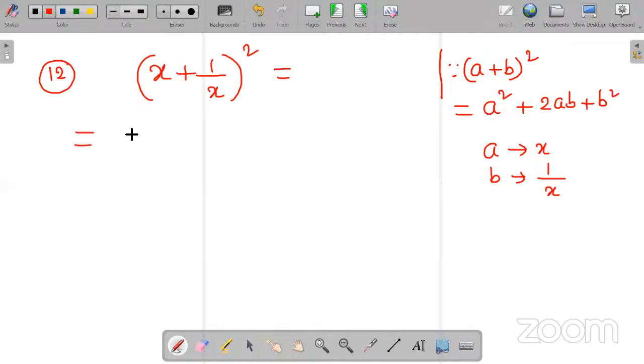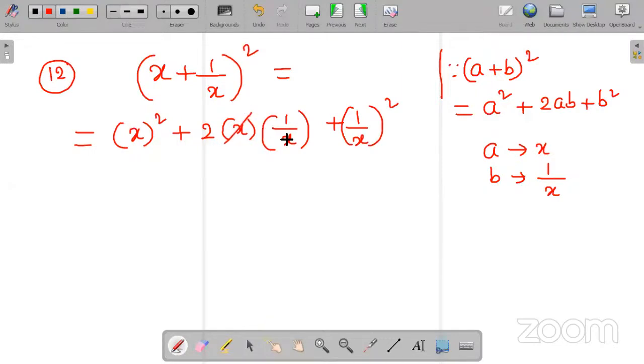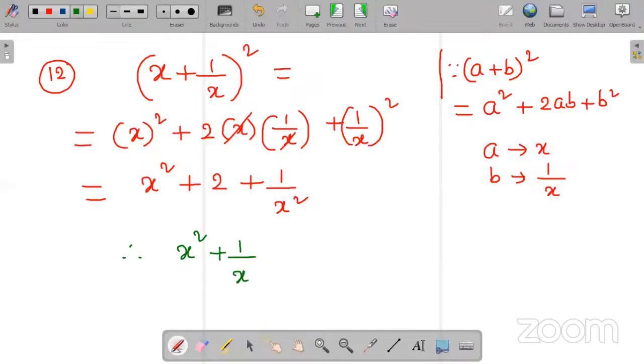So here, x square plus 2 into x into 1 by x plus 1 by x whole square. Very interesting this is. x and 1 by x cancel. So x whole square is x square, plus 2, plus 1 by x whole square is 1 by x square. So we get one beautiful formula. Here x square plus 1 by x square is equal to, take 2 to that side, you will get x plus 1 by x whole square minus 2.